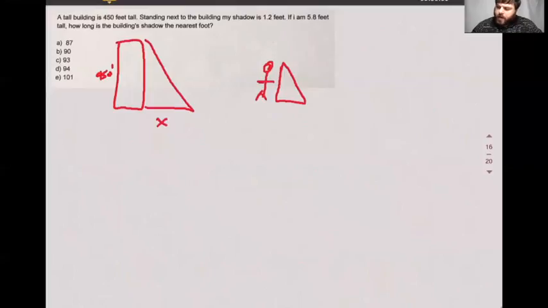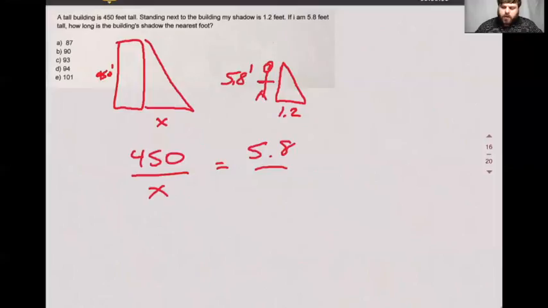They are 5.8 feet tall, and their shadow is 1.2 feet. Okay, these are similar triangles based upon the angle that the sun casts its rays. These are technically similar figures, so we're able to say they're proportional, and so we can use this reasoning. So we'll do the height over the shadow equals the height over the shadow, okay?